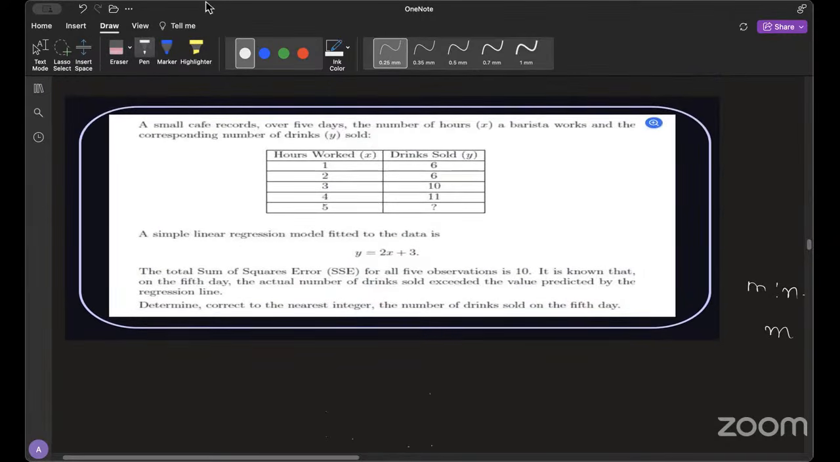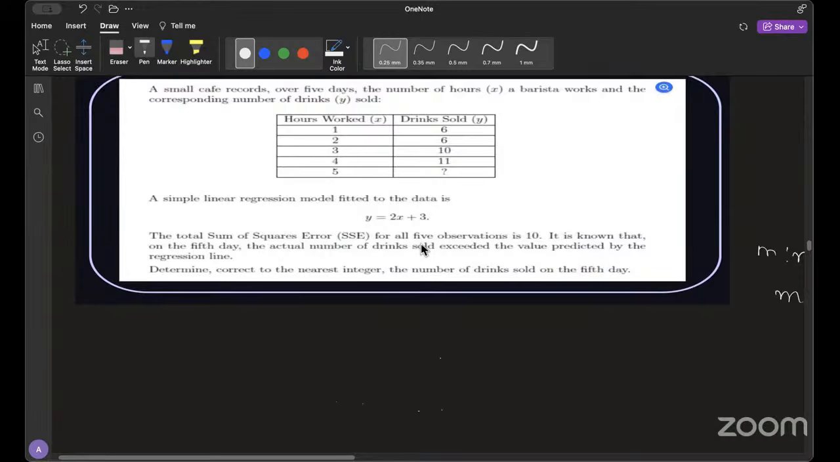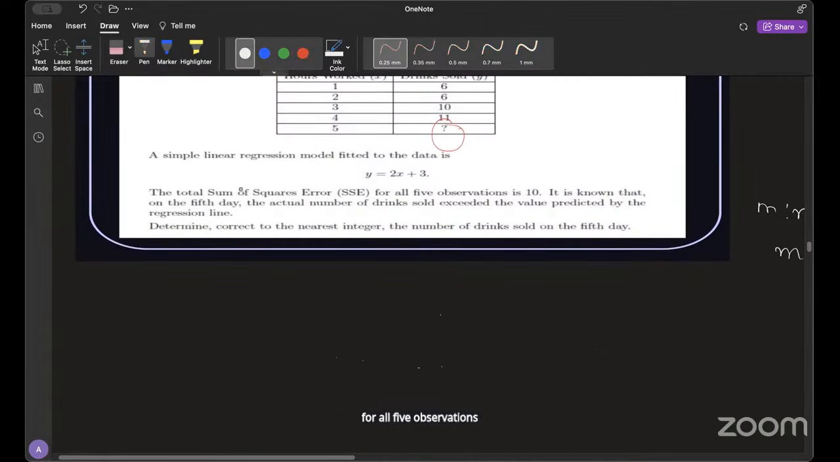Okay, then coming to this one. So I guess this is the table given to you. One entry is missing here. This is the regression line, and for all 5 observations, the sum of squared errors is given to be 10.